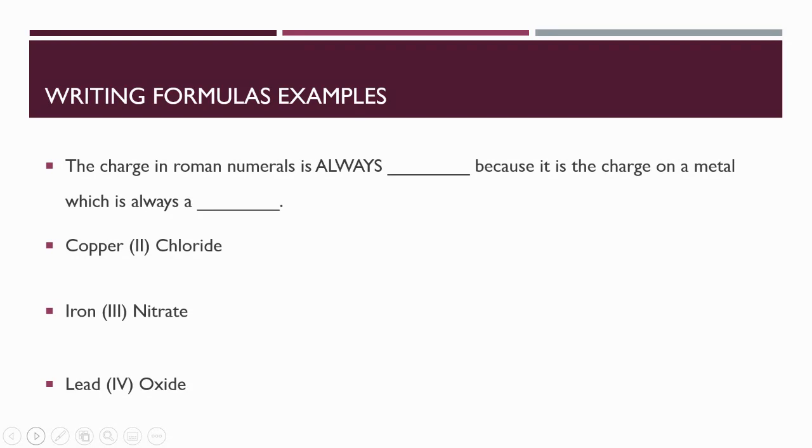Something to think about is that the charge given by the Roman numerals is always going to be a positive charge, because it's always describing the charge on a metal, and metals are always going to be the cation. They're always going to be losing their electrons. Remember, cations are positive. Cats have paws. So let's practice writing some formulas. We're following the same exact rules of writing ionic formulas that we've seen in the previous videos. However, now we are using the Roman numerals to give us some information.